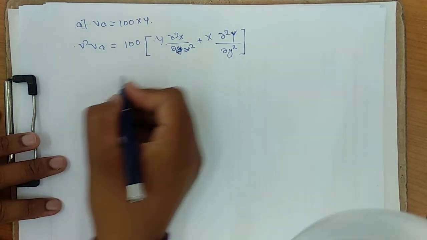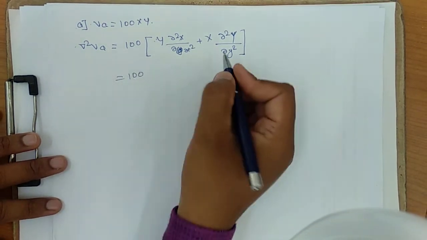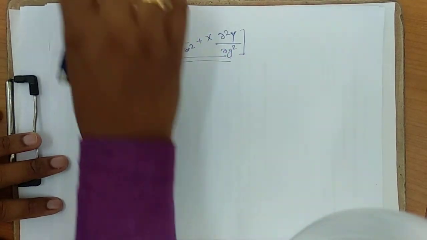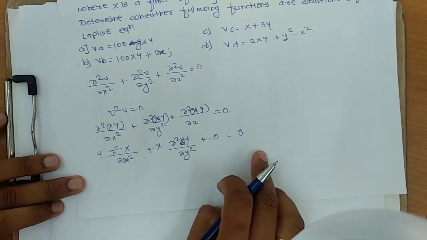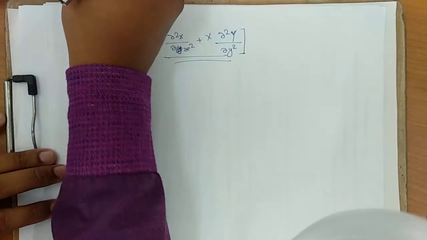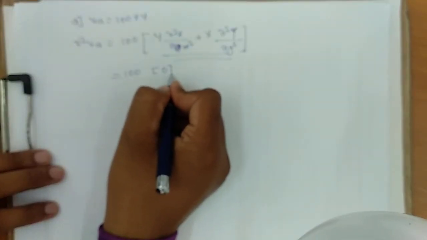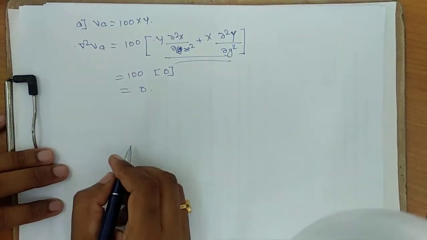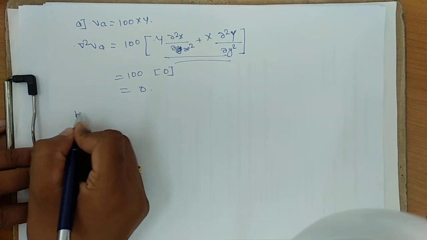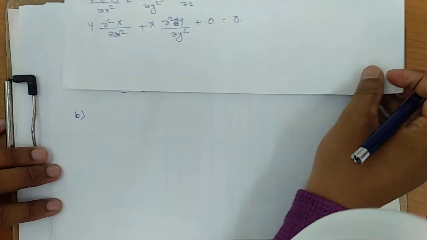Now this is 100. What is the value of this equation? The value of this equation is 0, so it will be 100 into 0, that is 0. Now we have to find out for the second equation.